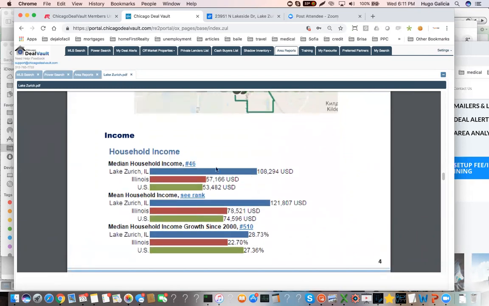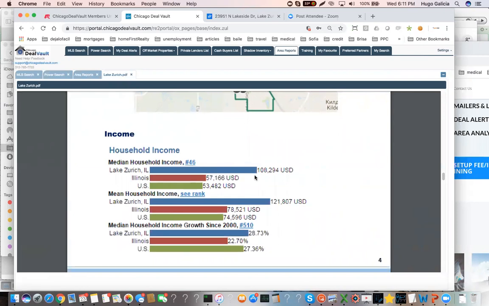Now the income, as you can see, the purchasing power of families in Lake Zurich is almost twice as much as the average in Illinois. So whether you're gonna do a fix and flip or you're gonna do a buy and hold, the purchasing power in Lake Zurich is high. So you're gonna be able to sell the property for top dollars.